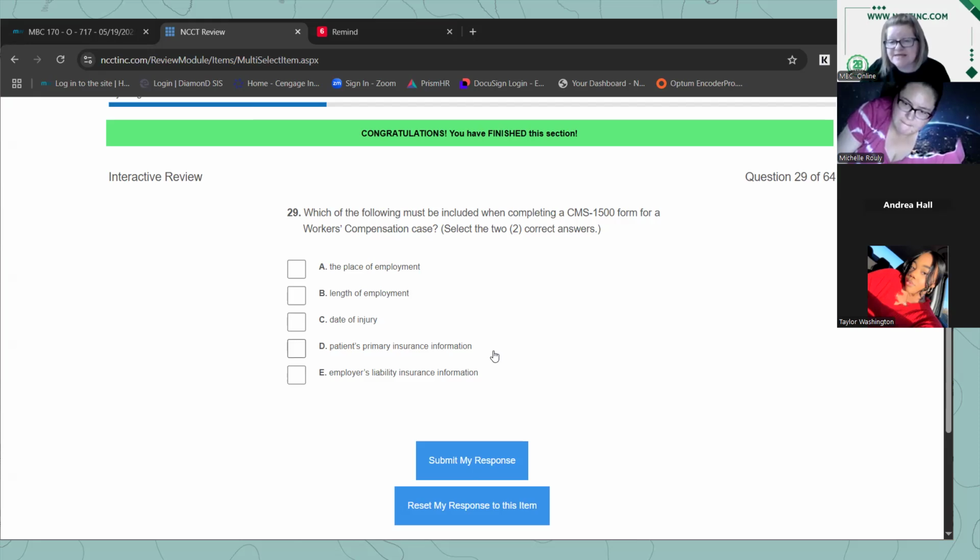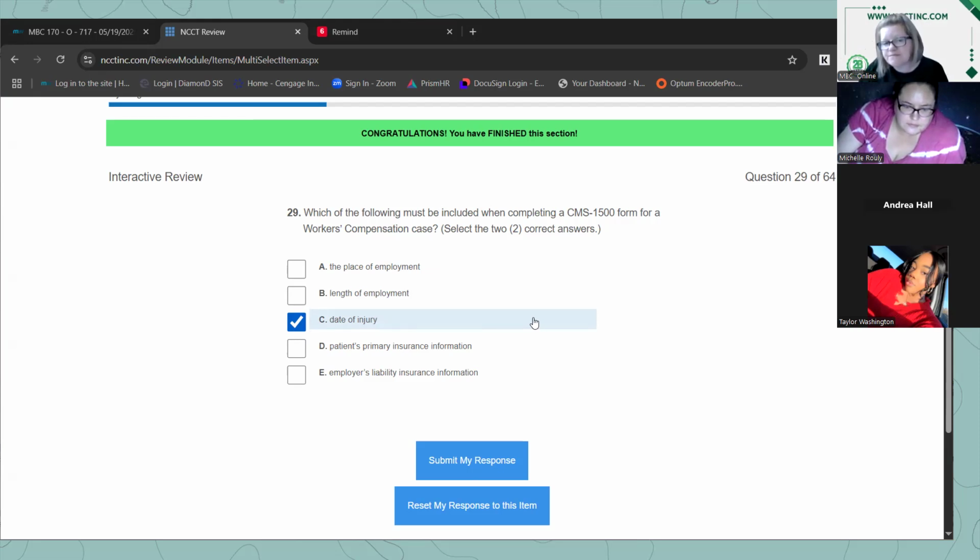Date of injury. Right. Date of injury is going to be number 1, and that's your most important. That is the number 1 piece of information you need on a workers' comp case, on everything: the DOI, or the date of injury. And what's the second thing? And a little hint, this has to do with who owns the policy. Who owns that insurance policy?